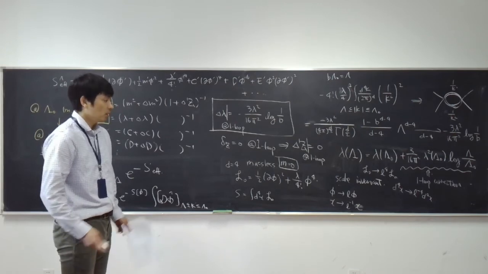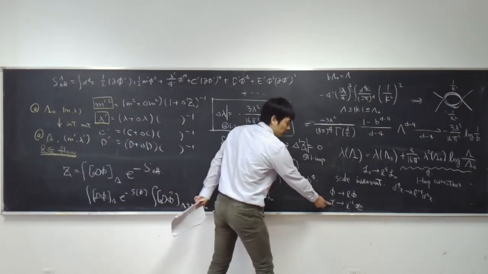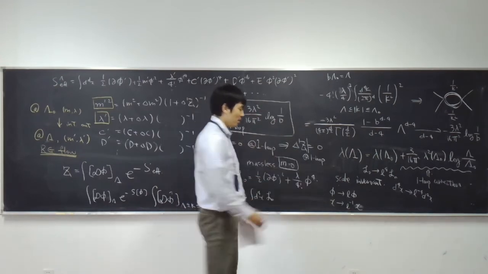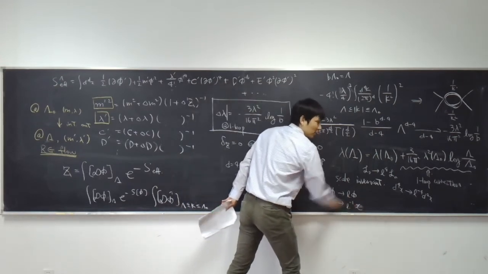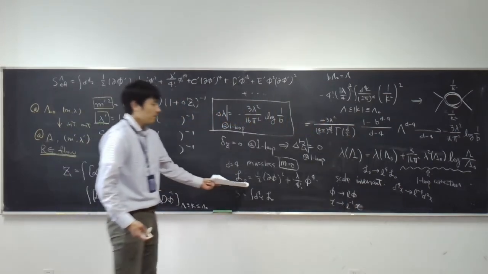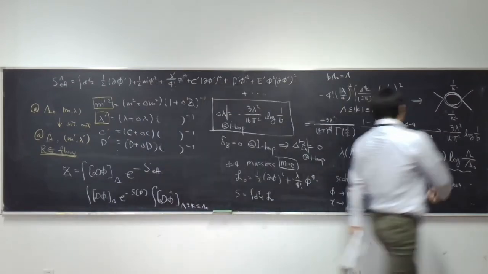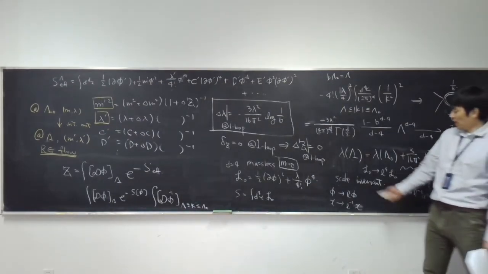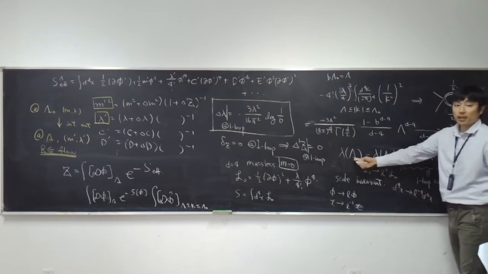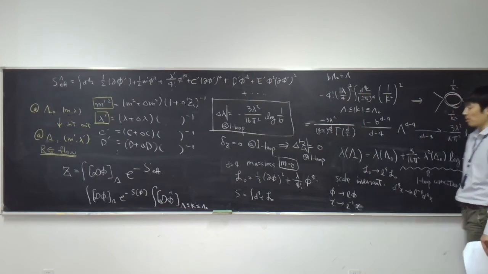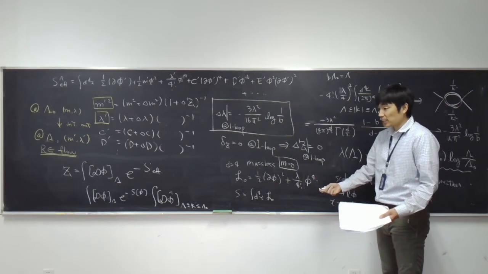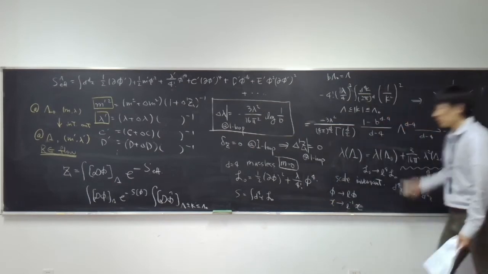If you change the scale from the length x to a bit L inverse, this is called scale transformation, scaling transformation. Classically, it's invariant. But if you look at the loop correction, of course the coupling constant lambda depends on the scale you measure, capital Lambda. So classically, massless phi to the fourth theory is scaling invariant, but quantum mechanically, it's not.